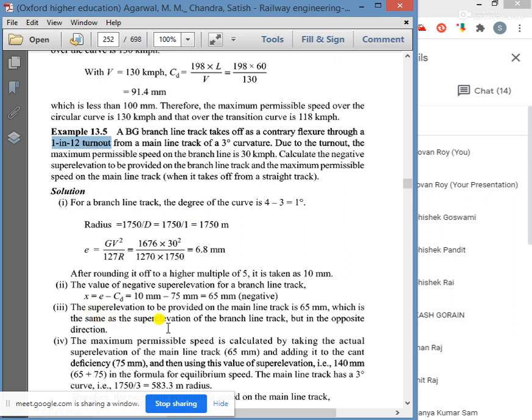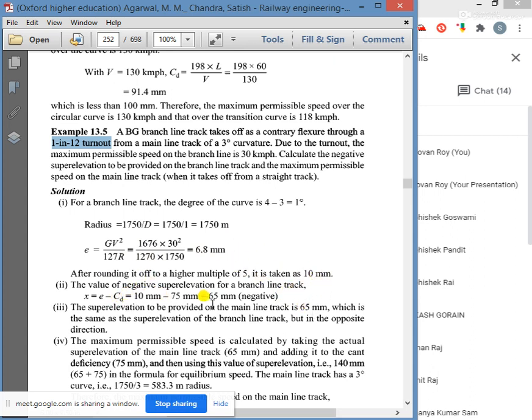For that case, after rounding it off to a higher multiple of 5, it is taken as 10 mm. So we can take 10 mm. They have taken the 0 because to find this unit in millimeter, that's why they have taken 1270. Okay, no problem. So your result is 6.8. You have taken the round off value, that is 10 mm.